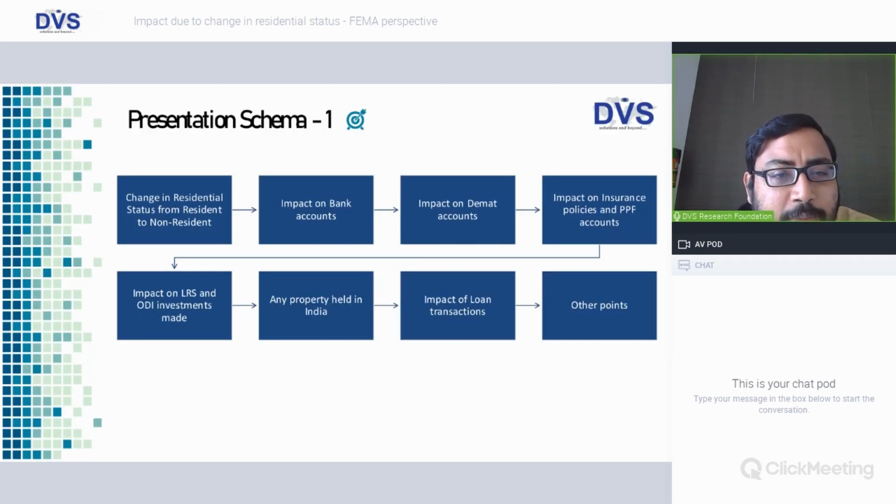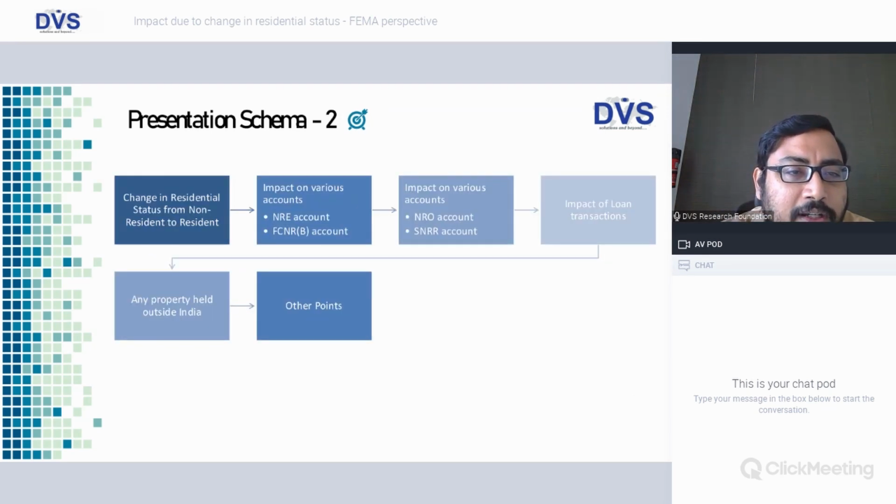In the scheme of what we will do, first we'll cover change in residential status from resident to non-resident, and then in the second part, from non-resident to resident. In all these cases, we will cover the impact of this change on the bank accounts which the individual is operating, then on the Demat accounts, the PPF and other investments, the investments made by a resident under the LRS and ODI schemes, any other properties held by him, loans taken by him in India, and then other key points.